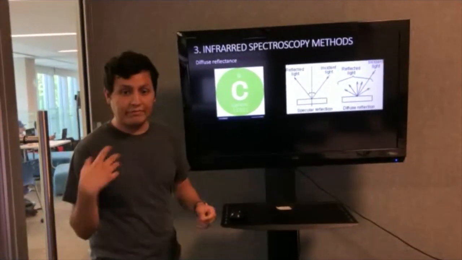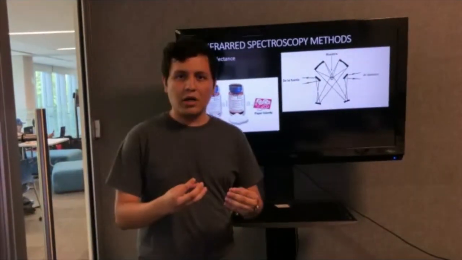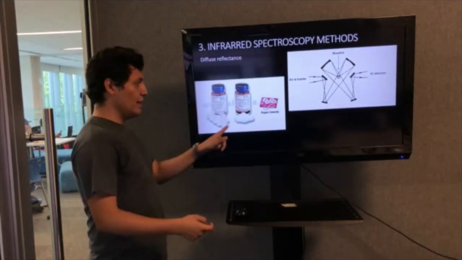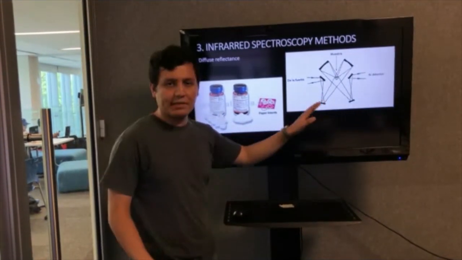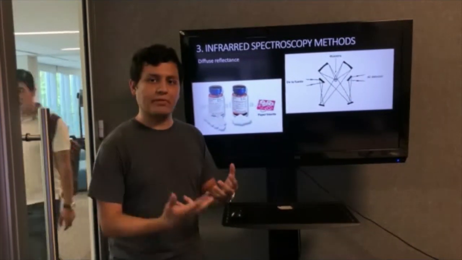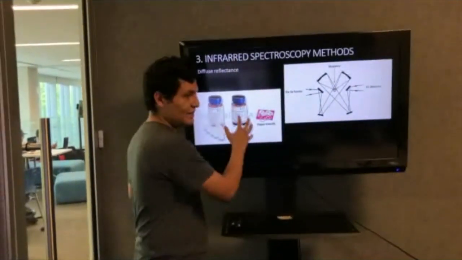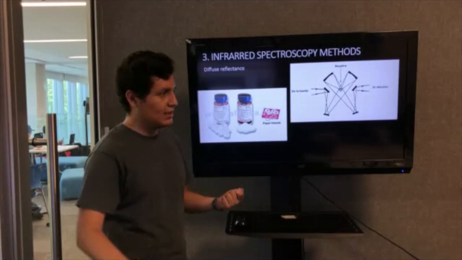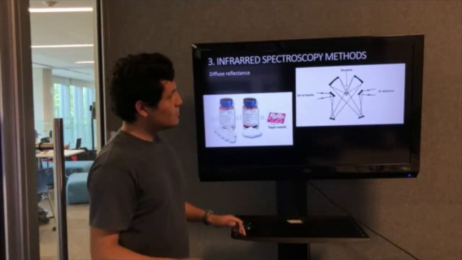Now, how does diffuse reflectance work? Well, basically, we need to make a powder of the sample that is 90% potassium bromide, KBr, and 10% the sample. Why 90% and why 10% of this? Because we want to make a spectrum of it. A common mistake is putting a lot of the sample and little of the KBr, but that's not going to work. We will get a spectrum that is too hard to analyze. So 90% and 10% is perfect.